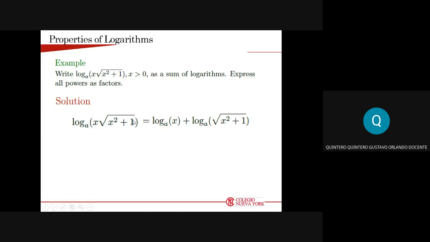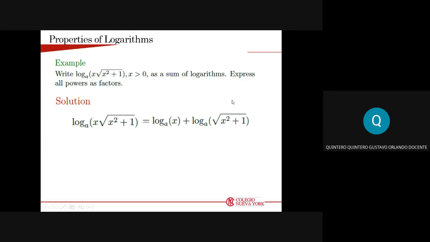Remember, factor is just a fancy word for multiplication. Here we had multiplications, so we had 2 factors. X is the first factor, and the square root of x squared plus 1 is the second factor. There it is, guys. Did we finish? Nope. No, we did not finish.